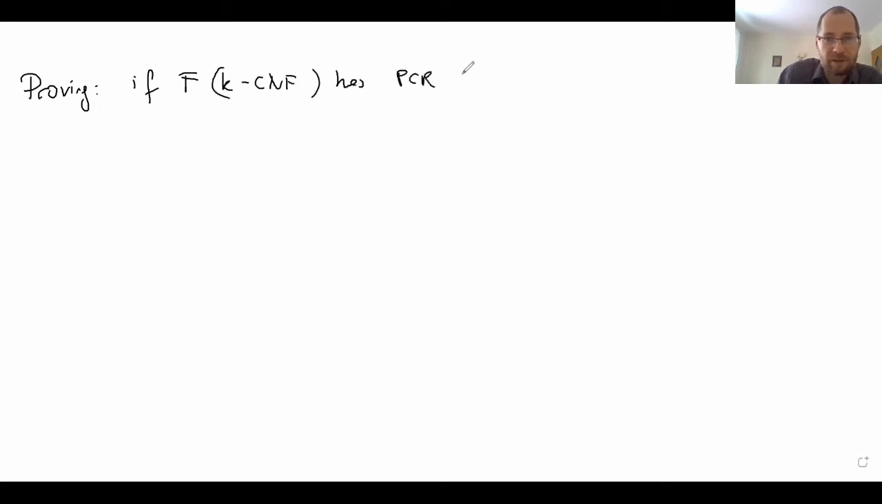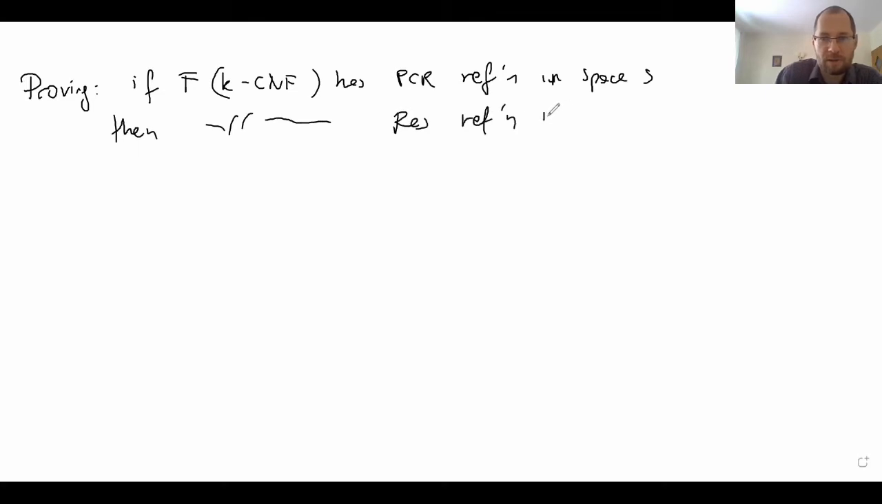So we're going to prove: if F is a k-CNF that has a PCR refutation in space S, then it has a resolution refutation in width O(S). And we're going to work with this 4 here, optimizing the multiplicative constant.